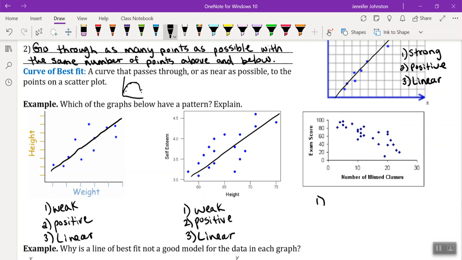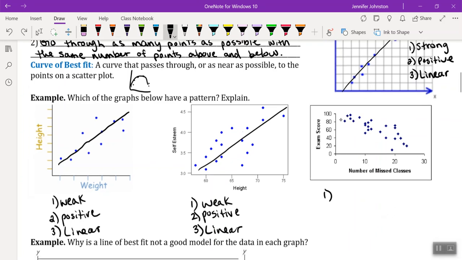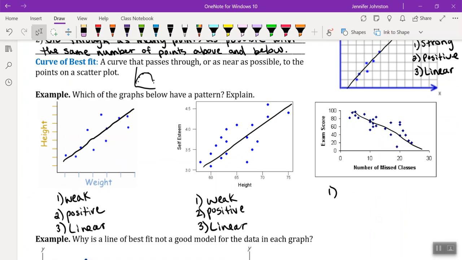And then this one, it could look like a curve. It kind of has that curve look to it. Could it be linear? Yeah, it still could be linear. When it's weak, it kind of throws it off a little bit, but it still looks linear. Okay, so this is again weak, but instead of positive, this is negative. It's going downwards. And we have again linear.